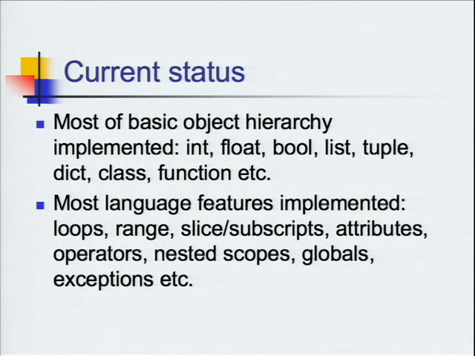So, the current status of this compiler: most of the basic object hierarchy has been implemented by me. I have all the basic objects like int, float, bool, list, tuple, dict, class, and most of their properties implemented. Language features like loops, ranges, slice subscripts, attributes, class attributes, operators, nested scopes, globals, and exceptions, most of them have been implemented.